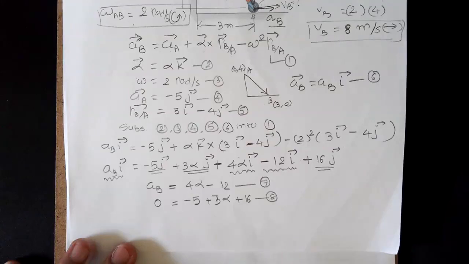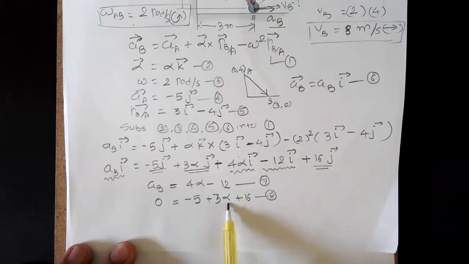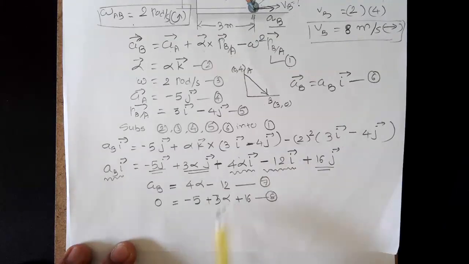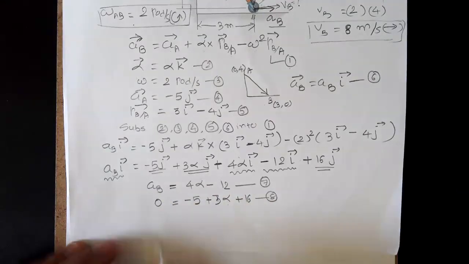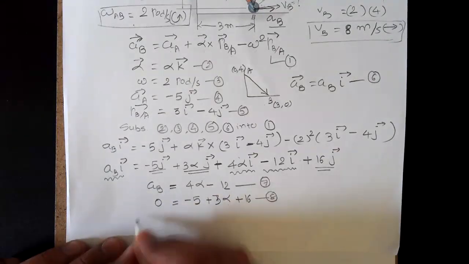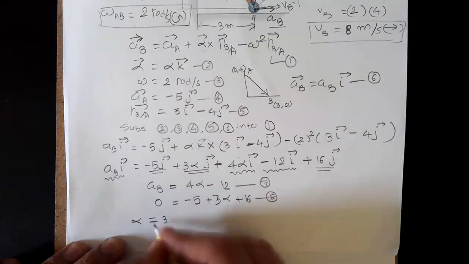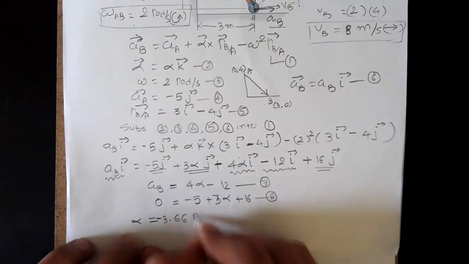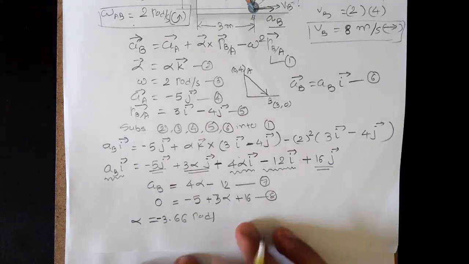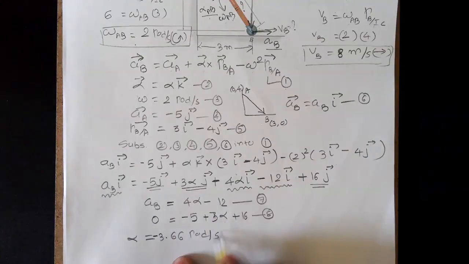Okay, now it's very simple. From equation 8, we can get the value of alpha, which is angular acceleration of the link, and then substitute the value of alpha in equation 7, and we get the value of AB. So let's do this. So when we calculate alpha from equation 8, we'll get the value of alpha, which will be negative. So it's minus 3.66. This is angular acceleration, so it's radians per second square.